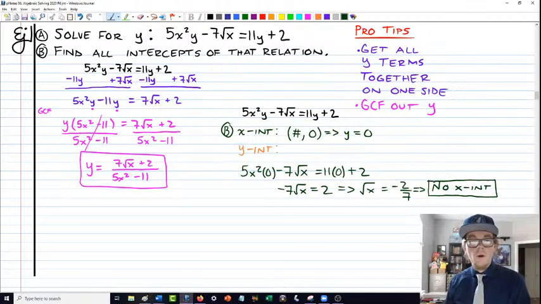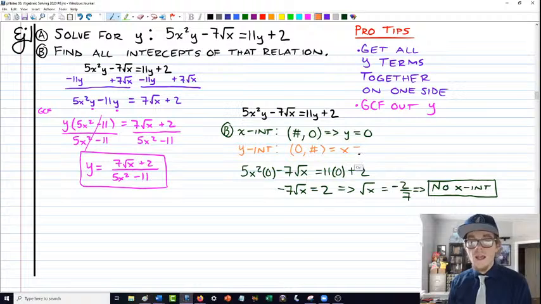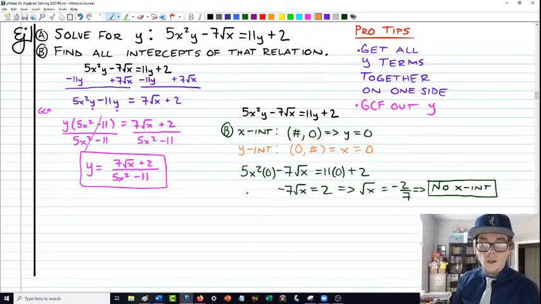So nice to know, we have no x-intercept. That works out really nicely. On the flip side, we can try the y-intercept. And following that same strategy, a y-intercept is going to be when the x-coordinate is 0. So in other words, we want to see what happens in the same relation if we plug in x equals 0. So going up to our relation this time, we're going to replace all the x's with zeros. So that's going to be 5 times 0 squared times y, minus 7 times the square root of 0, and all equals 11y plus 2.